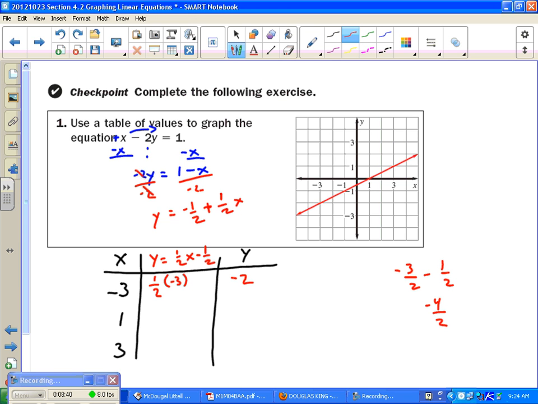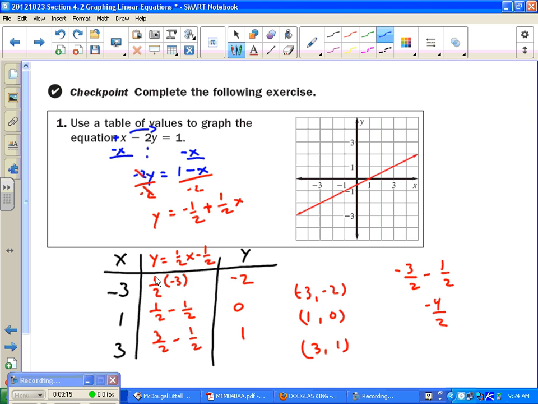When you plug in 1, it'll be 1 times 1/2 minus 1/2, so it'll be 1/2 minus 1/2, which is 0. And then when you plug in 3, it'll be 3/2 minus 1/2, which is 2 over 2, which is 1. So now you have 3 different xy values. The first one is negative 3, negative 2. The second one is 1, 0. And the third one is 3, 1.